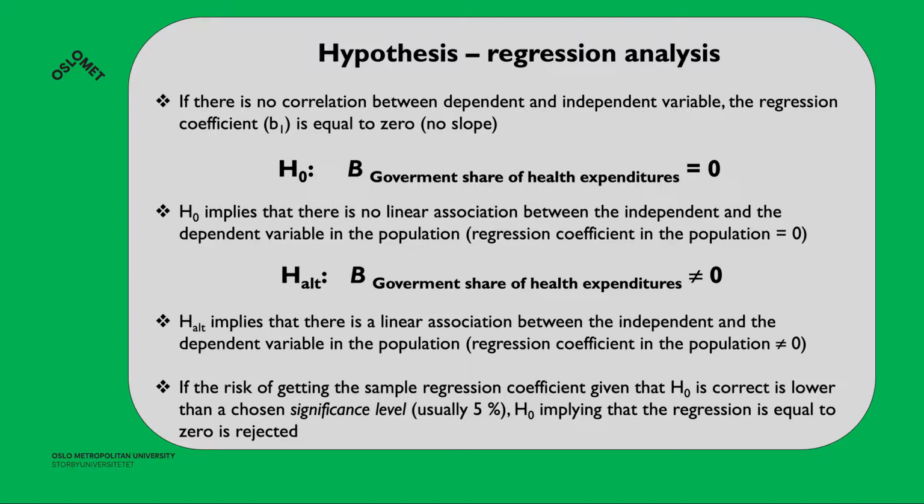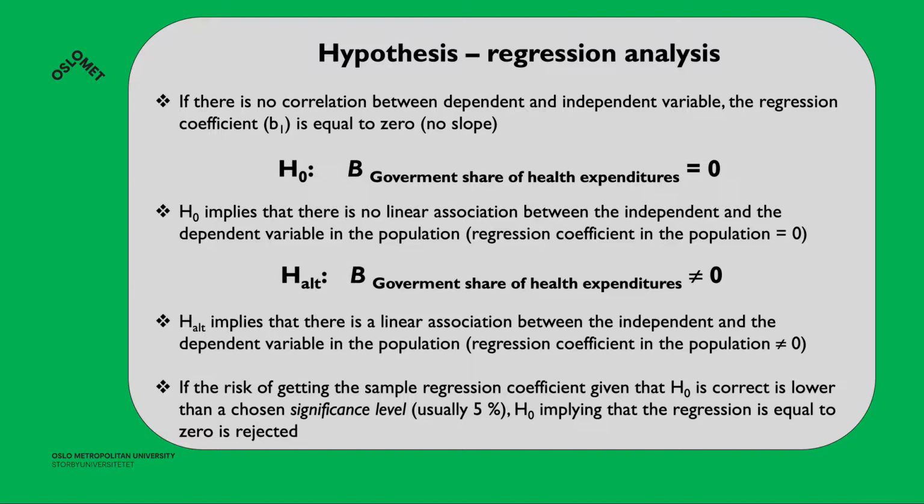So an example could be that our null hypothesis is that the regression coefficient for the government's share of health expenditures is equal to 0, and that implies that there is no linear association between the independent and the dependent variable in the population. So the government's share of health expenditures is not related to expected life expectancy at all, because in this example we will use life expectancy as the dependent variable, and the government's share of health expenditures is the independent variable.